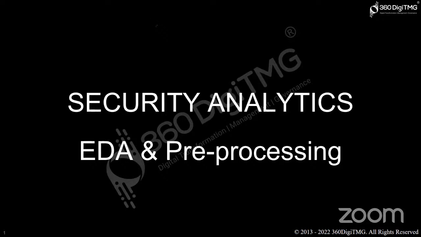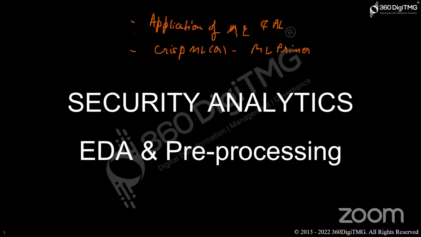So far we have taken a look at applications of ML and AI, and we have looked at them with the context of securities analysis. Then we covered CRISP-ML(Q) and we covered the ML primer. So with these two topics done, we move on to the next topic, that is EDA and pre-processing.